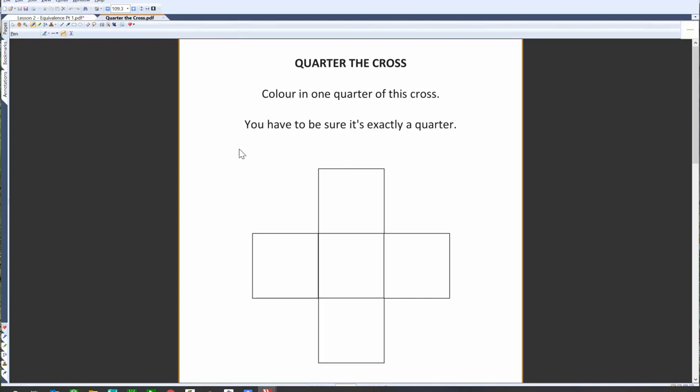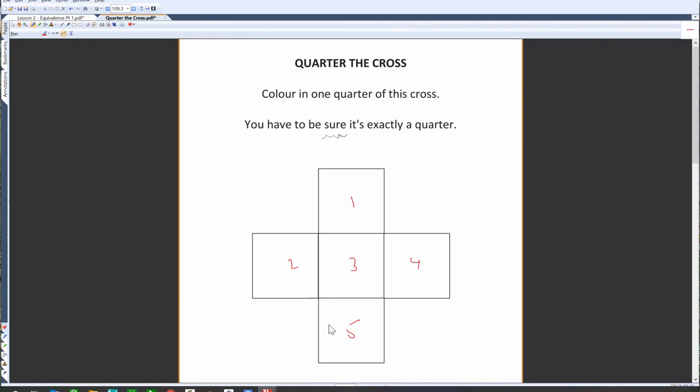Right, the last one we'll do as a class is this activity, the famous quarter the cross. So what you need to do is colour 1/4 of this cross, and you need to be sure, like absolutely positive, that it's a quarter, okay? So you can't be like, oh, it's probably about a quarter. So here's a really simple method or an uncreative method. What I'm going to do is note that there's 1, 2, 3, 4, 5 parts on this cross.